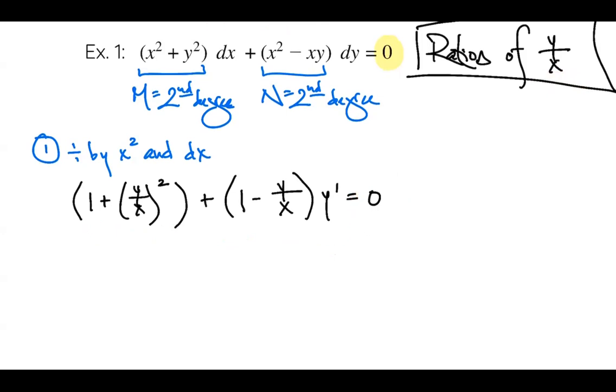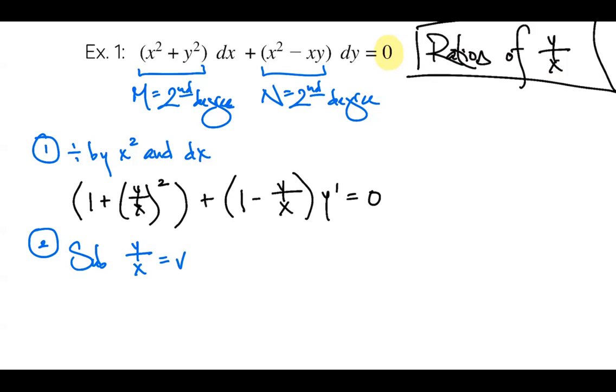All right, so I've divided through, and now I'm going to make a substitution. Let's sub everywhere we see y over x, and I'm going to replace that with the letter v. Okay, so everywhere I see y over x, I'm going to replace it with v.